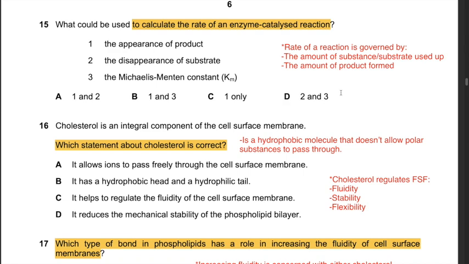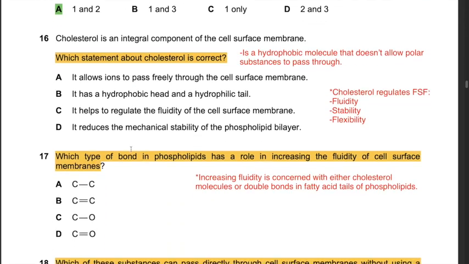Therefore, what could be used to calculate the rate of an enzyme catalyzed reaction should be 1 and 2 only. 1 being the appearance of product, 2 being the disappearance of substrate. 3, the Michaelis-Menten constant, has nothing to do with the rate of an enzyme catalyzed reaction, because the Michaelis-Menten constant is concerned with enzyme affinities towards a specific substrate. It doesn't govern the rate of an enzyme catalyzed reaction. Hence, the answer is A, 1 and 2 only.